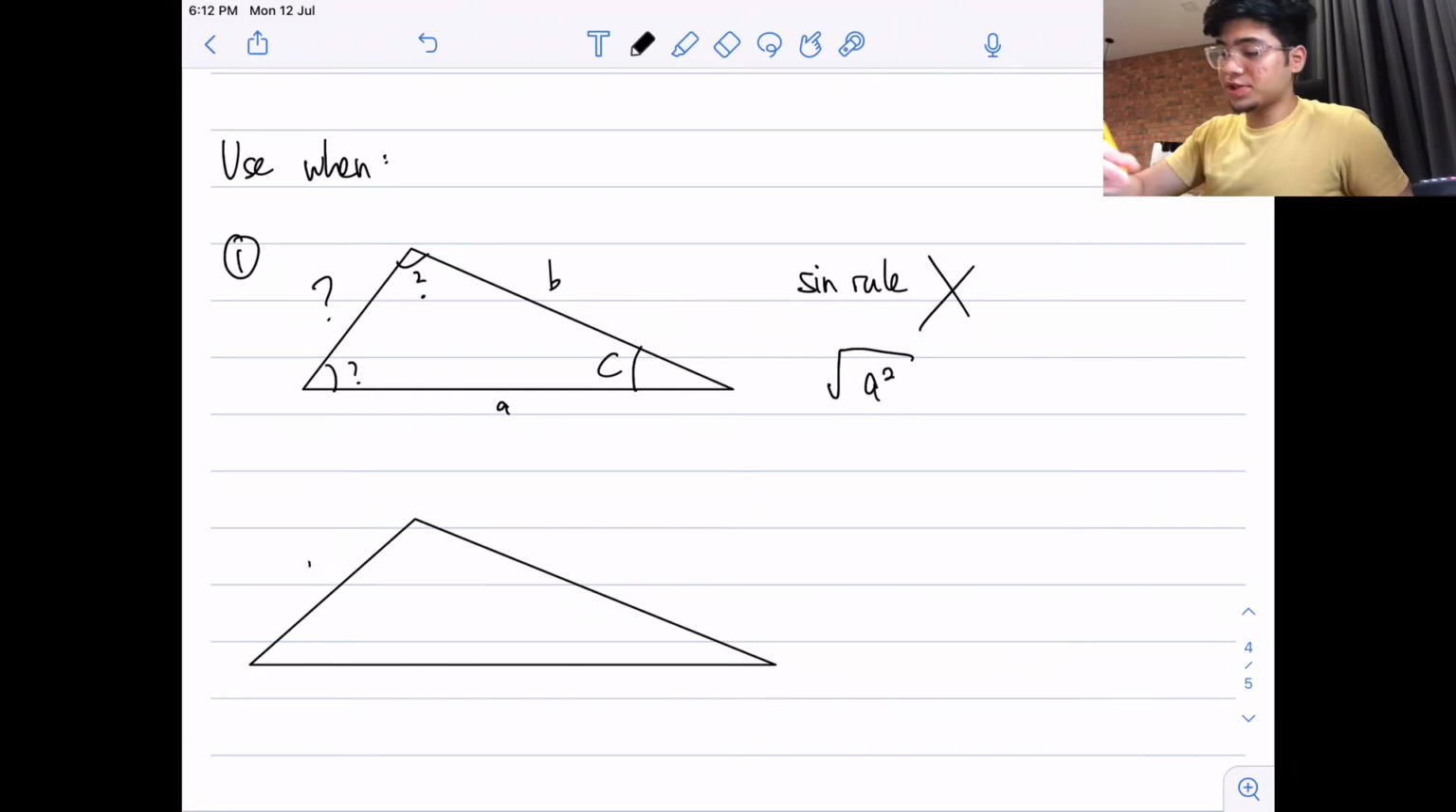Now the second situation is when they've given you only sides, and then they ask you to find one of these angles. It could be any one. This one usually involves a lot of manipulation, but it's very, very obvious.